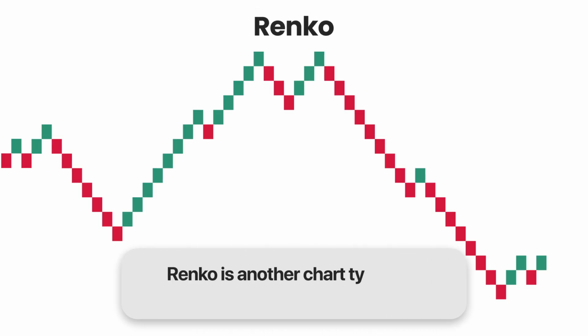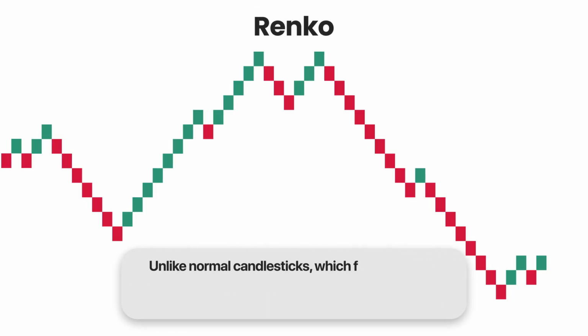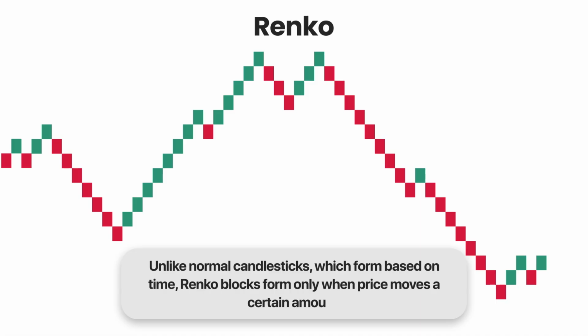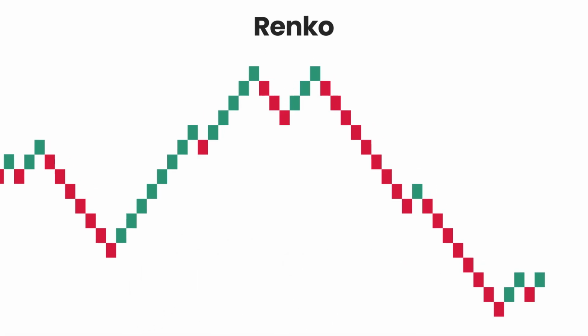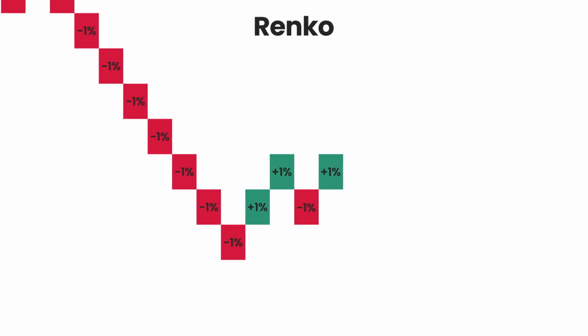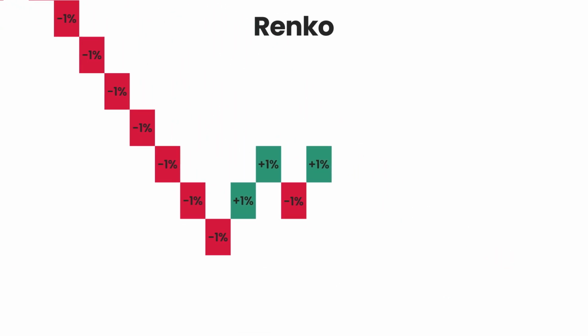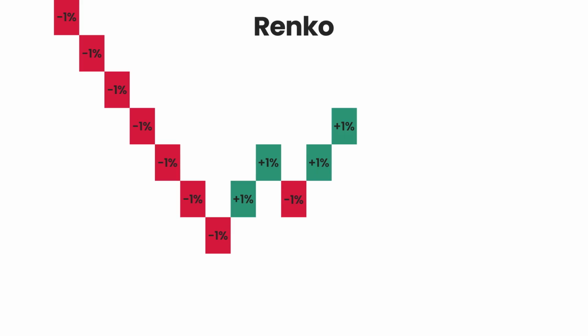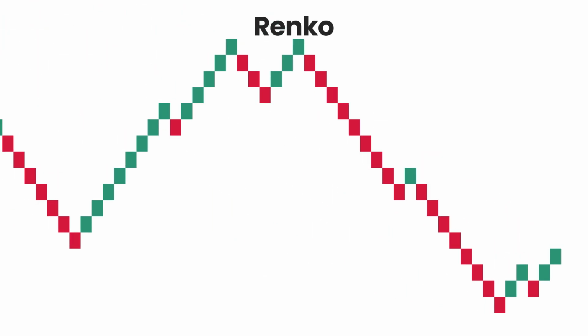Renko is another chart type that filters out market noise. Unlike normal candlesticks, which form based on time, Renko blocks form only when price moves a certain amount. For example, if the Renko setting is based on a 1% move, a new block will only appear after price changes by 1%. This makes trends easier to read.